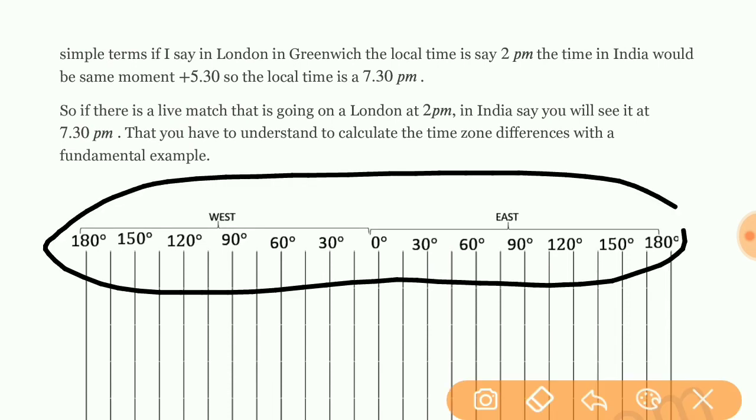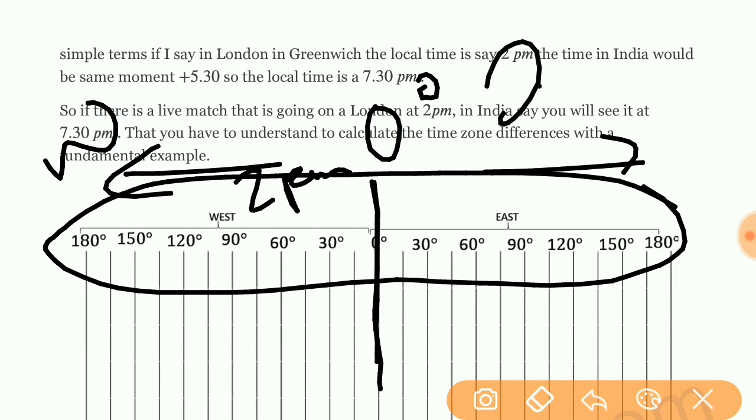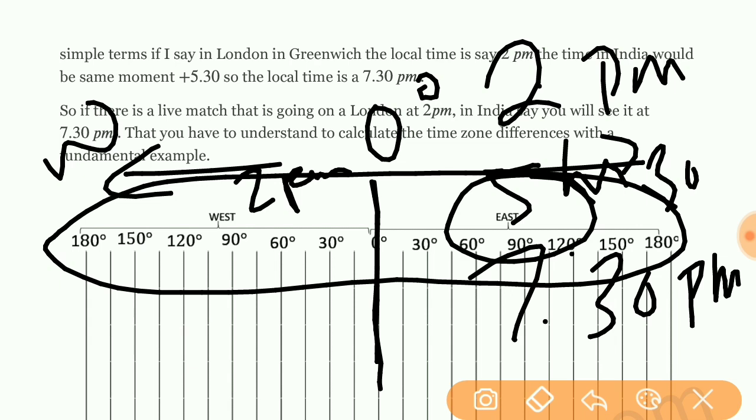This is the Greenwich line understanding. This is the prime meridian, 0 degree. Here is the east part, here is the west part. If in London, in Greenwich, the time is 2 p.m., then in India the time would be 7:30 p.m. How? To 2 p.m. we add 5 hours and 30 minutes. That's why we have 7:30 p.m., because India is completely in the eastern part of Earth.